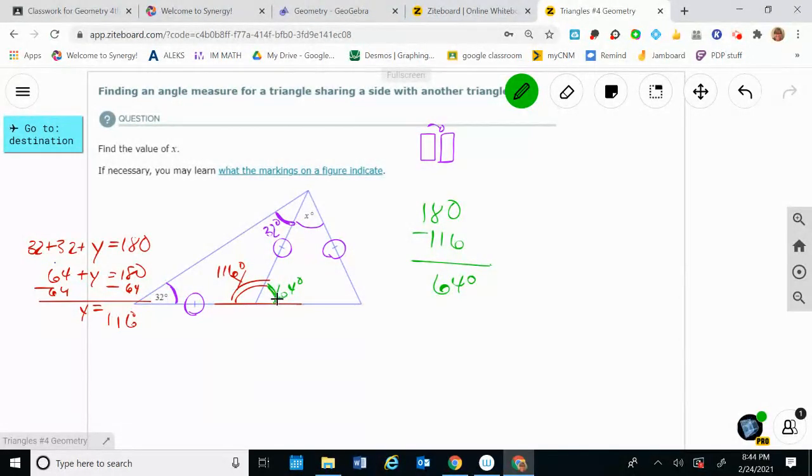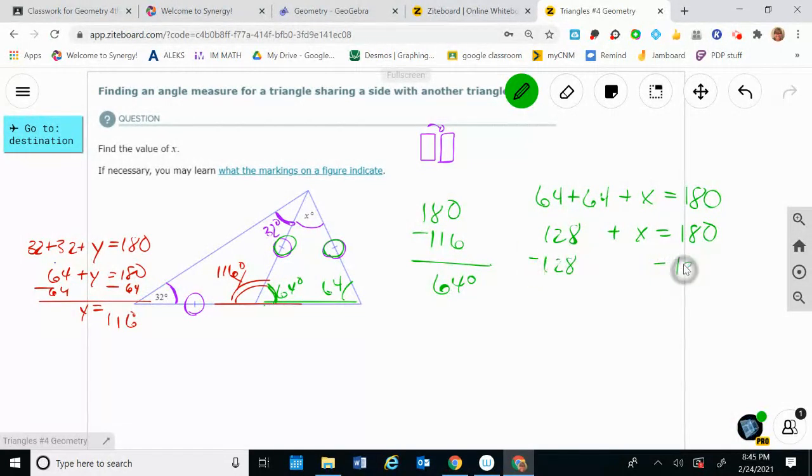Check it out. If we know that this is 64, what else do we know? Because it's isosceles, this is the base of the isosceles, so this base angle is also 64. So what is X? 64 plus 64 plus X equals 180. This is how we have to solve it, you guys. 128 plus X equals 180. Then we subtract 128 from both sides, and you get X is equal to 52 degrees.